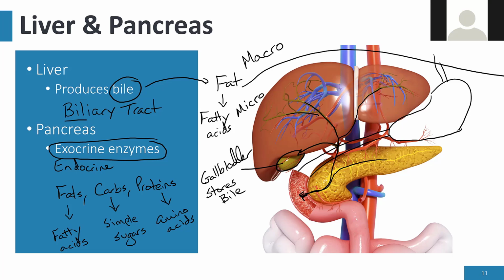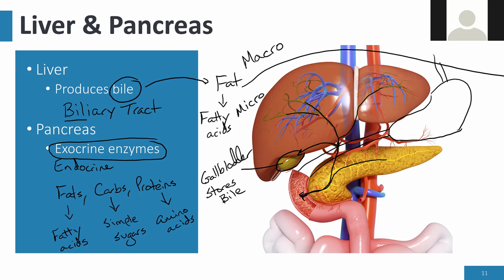So again, the big part with these is understanding the liver produces bile. The bile gets stored in the gallbladder for when it's needed. The pancreas produces its exocrine enzymes. All of those have their role in breaking down fats and proteins and carbs into the smaller little nutrients. And it dumps all of those chemicals, the enzymes from the pancreas and the bile, into that first segment of the small intestine, the very first segment of the small intestine.